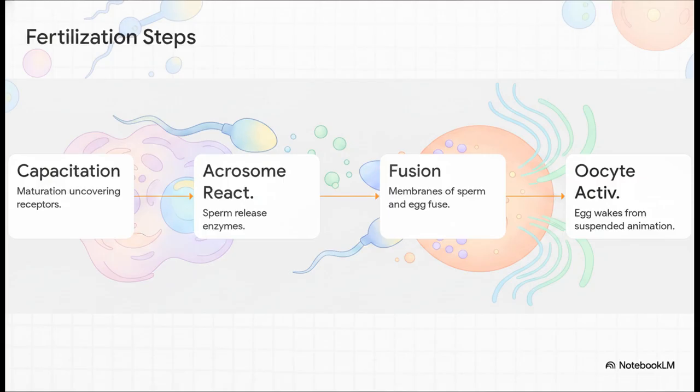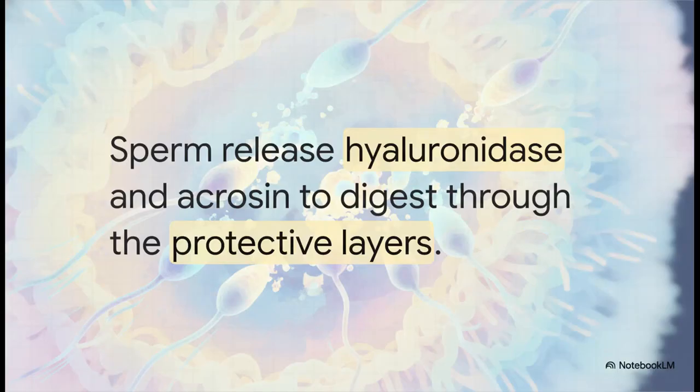First, the sperm undergoes capacitation in the female tract. That's a functional maturation that uncovers vital receptors. Next is the acrosome reaction, leading to membrane fusion between the sperm and egg, which finally triggers oocyte activation, waking the massive egg from its suspended animation. Step 2, the acrosome reaction, is essentially a microscopic boss fight.